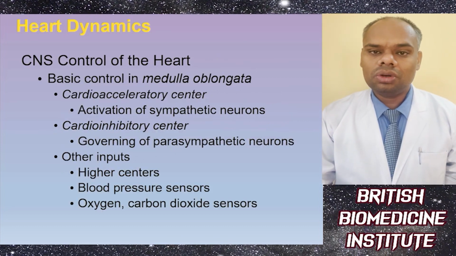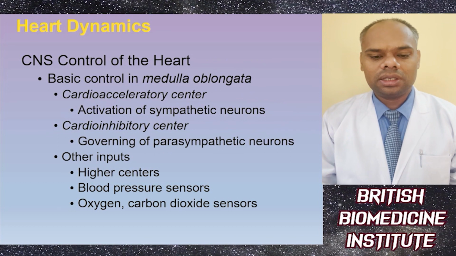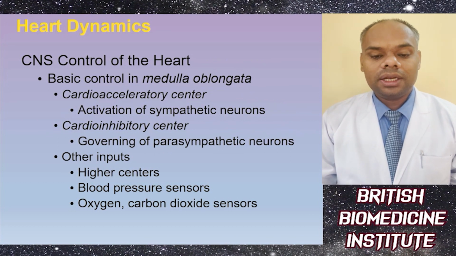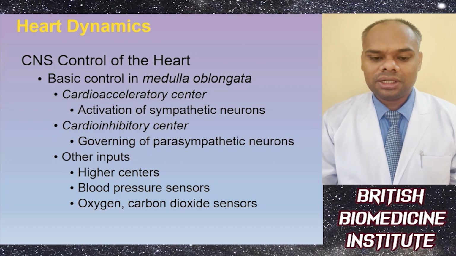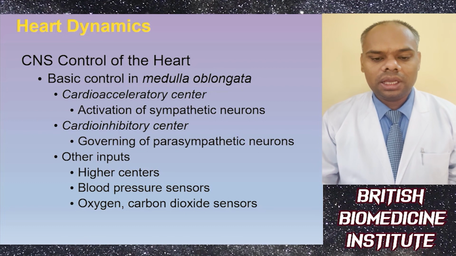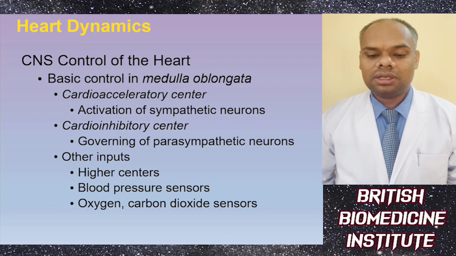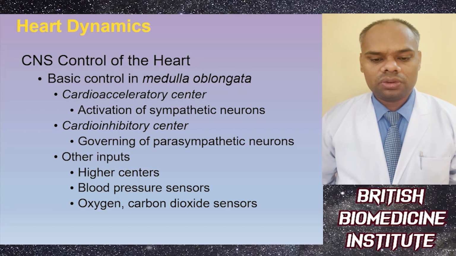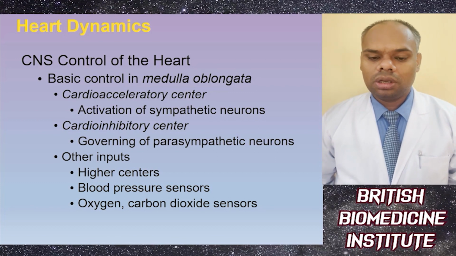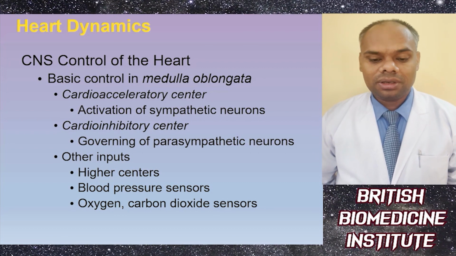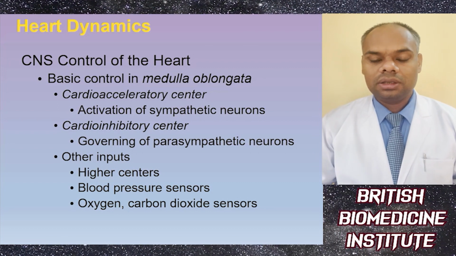Your central nervous system controls the heart. The basic control is the medulla oblongata. The cardioacceleratory center activates the sympathetic neurons, and the cardioinhibitory center is governed by the parasympathetic neurons. Other inputs are higher centers, blood pressure sensors, and oxygen and carbon dioxide sensors.